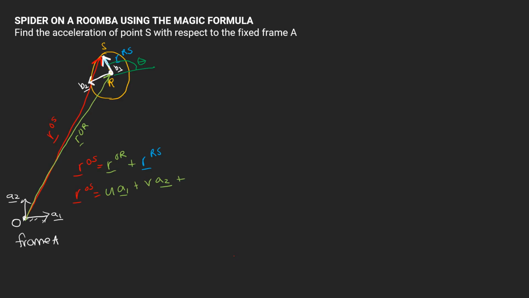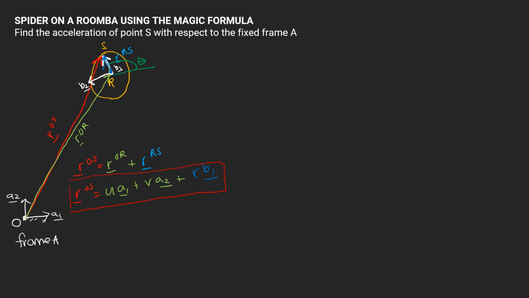plus, and then because we're using this second reference frame, we're now going to define this vector R, R, S in frame B because it's easiest, right? Here's our spider, and it's just moving along in the B1 direction, so we can simply write here R, we'll call R, that's the distance from the center of the robot to where the spider is. So we have R, then B1. All right, so now this here is our position vector.